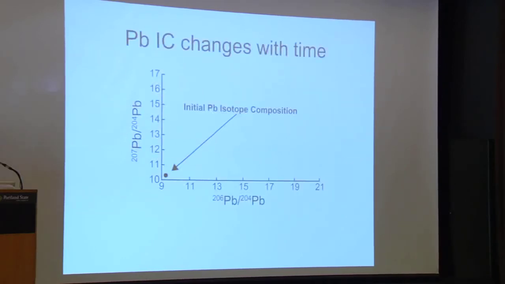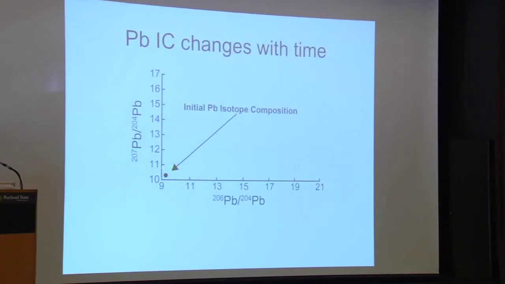How that looks in terms of a common way of plotting lead isotope compositions: 204 is the denominator on the x-axis and also on the y-axis, and that's the invariant lead isotope, the one that's not created by radiogenic addition. 206 is created by radiogenic addition by decay of uranium 238. 207 is created by radiogenic addition through uranium 235.